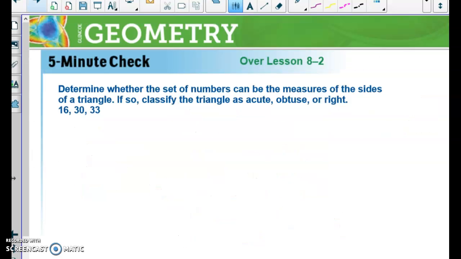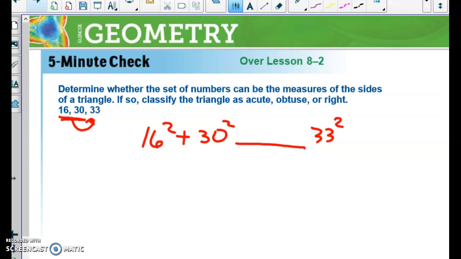Another warm-up question: determine whether the set of numbers can be measures of the sides of a triangle, and if so, is it acute, obtuse, or right? Well, the 2 shorter numbers, not the ones listed first, it's the 2 smaller numbers, have to add up to greater than the third. So in this case, yes, it's a triangle. But we have to determine if it's equal to, greater than, or less than by finding these numbers.